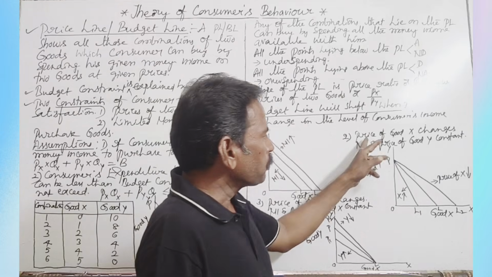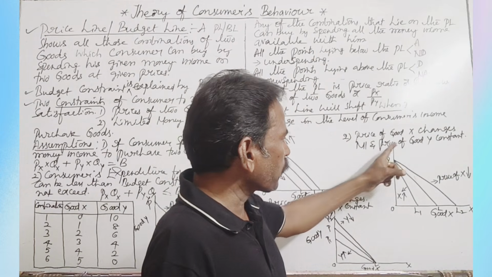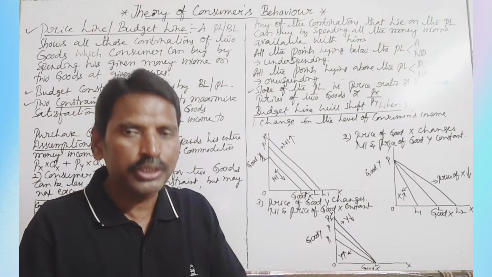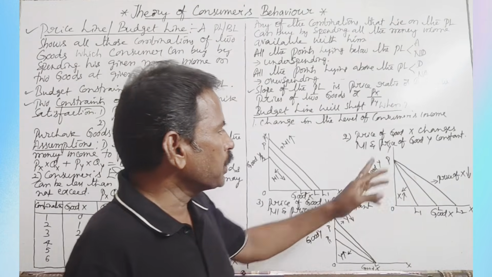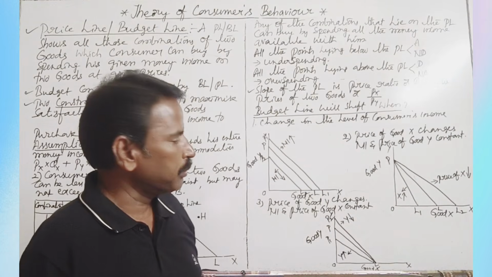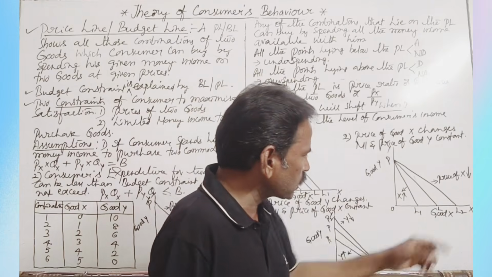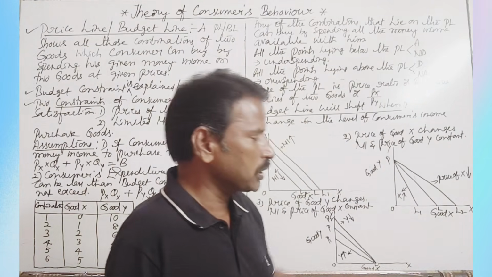సెకండ్ వన్ is price of good X changes. Money income and price of good Y remain constant. Price of good X changes. Money income of the consumer and price of good Y remain constant. Observe the diagram, draw an L shape, mark YOX. Good Y is measured on the Y axis, good X is measured on the X axis.